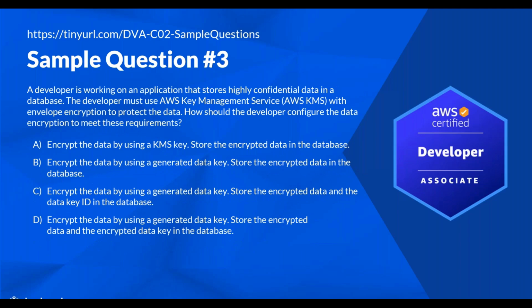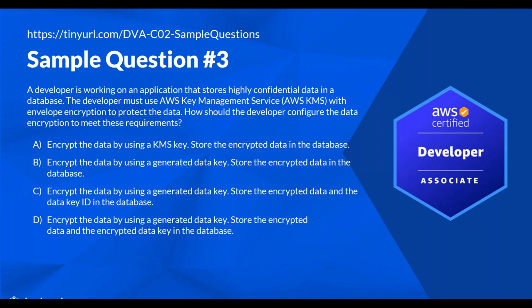A developer is working on an application that stores highly confidential data in a database. The developer must use AWS Key Management Service, KMS, with envelope encryption to protect the data. How should the developer configure the data encryption to meet these requirements? So we talked about envelope encryption a little bit earlier with the security domain. I think it's almost a certainty that you will see some sort of question involving either envelope encryption or client-side encryption, really understanding in detail how this process works when you need to encrypt data on the client side. Let's talk through these answer choices.